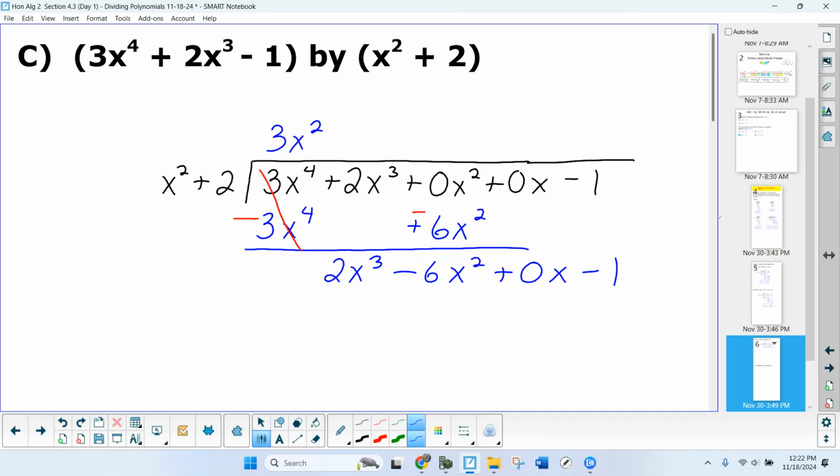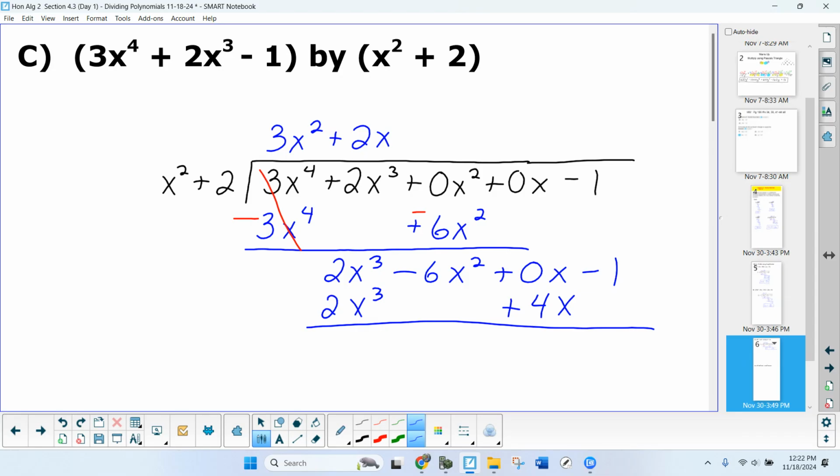Quinn, what are you going to multiply x squared by to get to 2x to the 3rd? 2x. Positive 2x. Multiply. What do you get? 2x to the 3rd. Uh-huh. And then 4x. I'm going to put it down there. Do you see why I put those zeros?